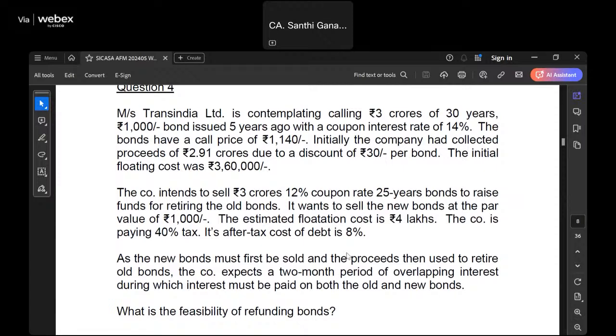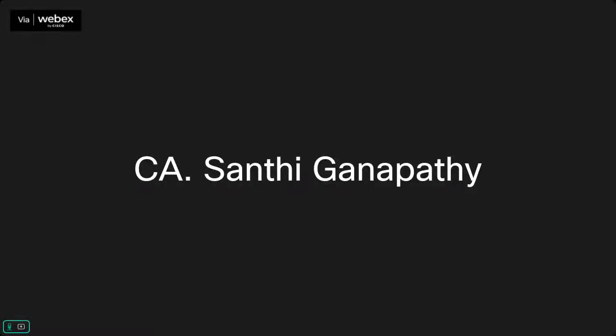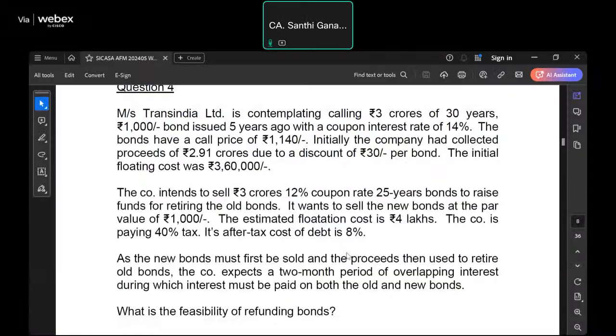So looking at the problem, what do we know? Mrs. Trans India Limited is contemplating calling 3 crores of 30 years, 1,000 rupee bond issued 5 years ago with a coupon interest of 14%. Contemplating calling means it's a callable bond.